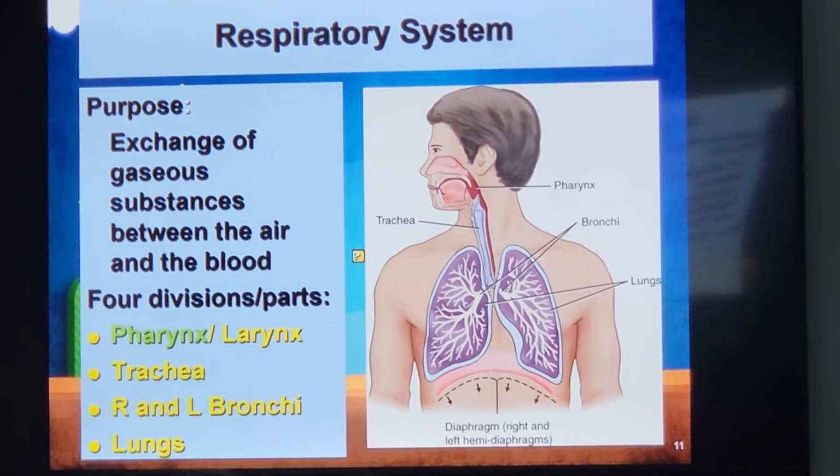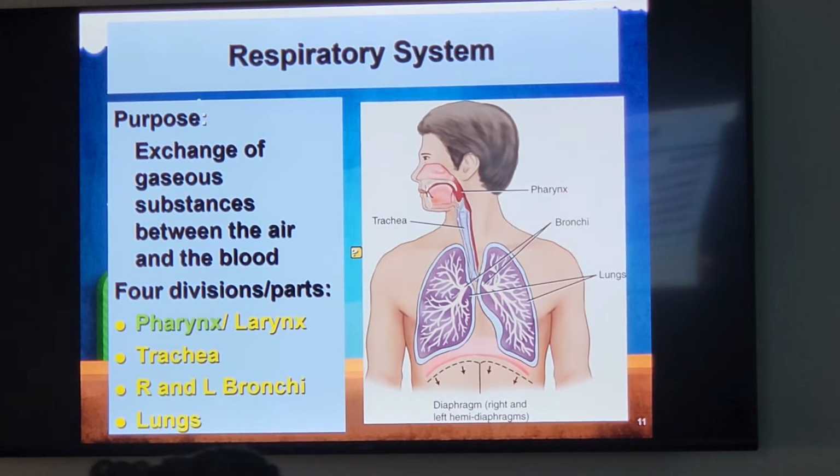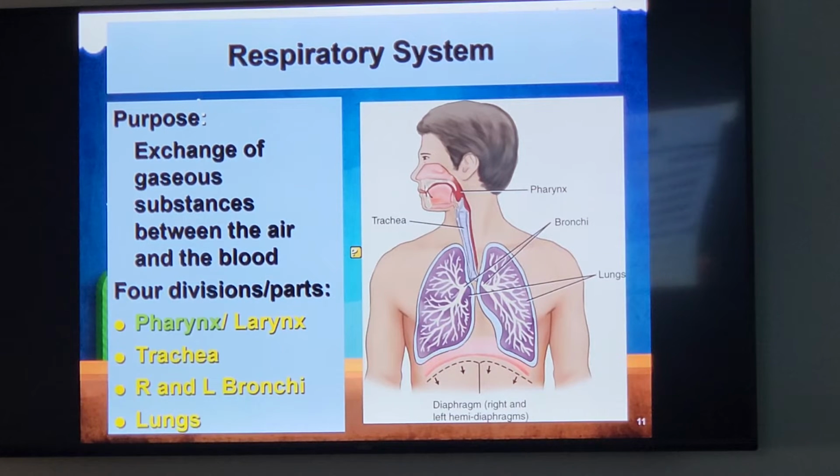All right, so respiratory system. What's the purpose of the respiratory system? Breathing. It's right there. Exchange of gaseous substance between the air and the blood. So we have 4 parts of the respiratory system. We have our pharynx, which becomes a larynx once we go distally. We have our trachea, our right and left bronchi, and of course our lungs.